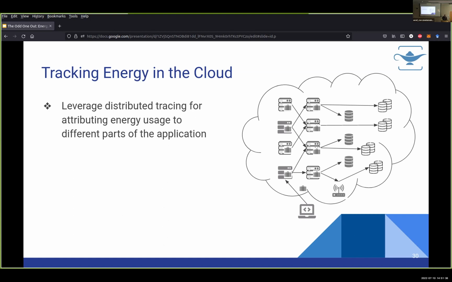Thankfully, distributed tracing already tracks request execution across different components, and it's already a cross-cutting tool. In addition to providing information on where the request was executed, it also provides what source code was being executed through trace points or logging statements, which helps us make a mapping between the source code and the energy consumption.